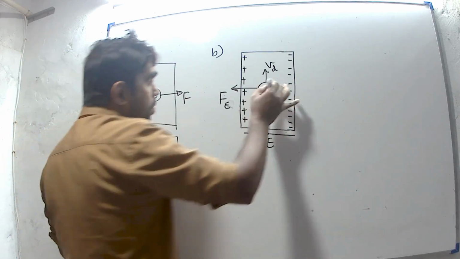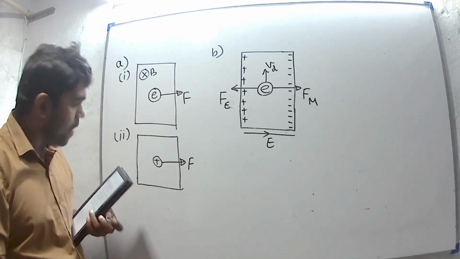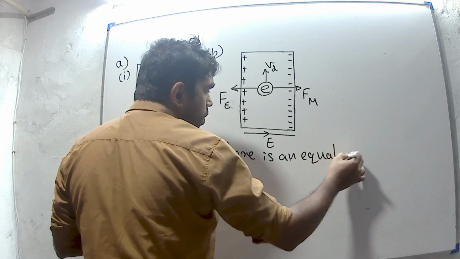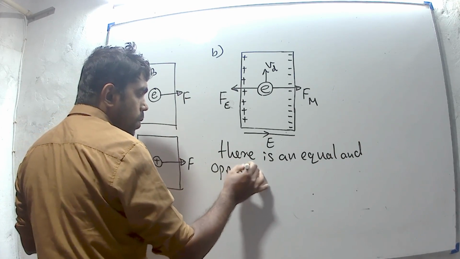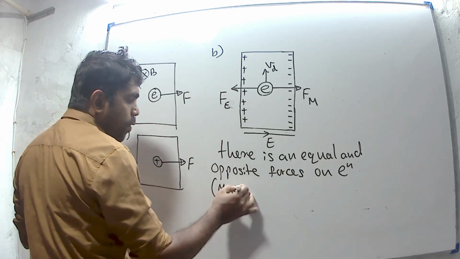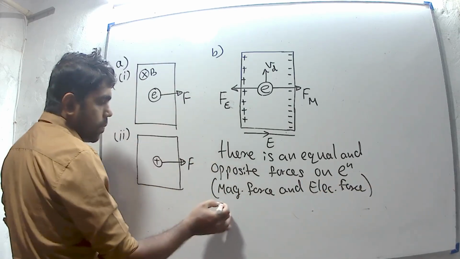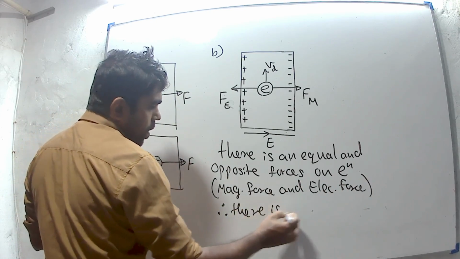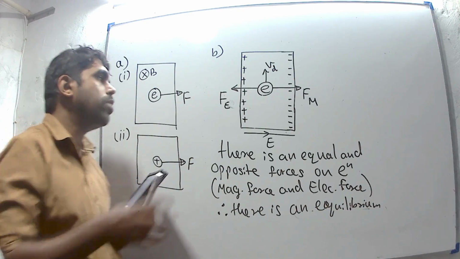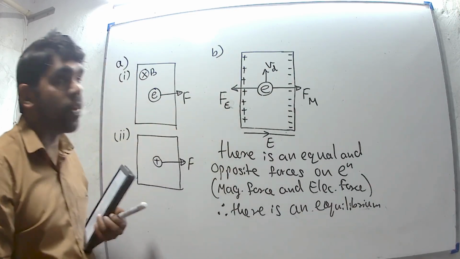And there is a magnetic force in the right hand direction, the same as the first one. Then we can write there are equal and opposite forces on electrons, the magnetic force and the electric force. Therefore, there is an equilibrium. Equilibrium means there is no movement for this electron in horizontal direction, but there is a motion in upward direction. It is the current flow.